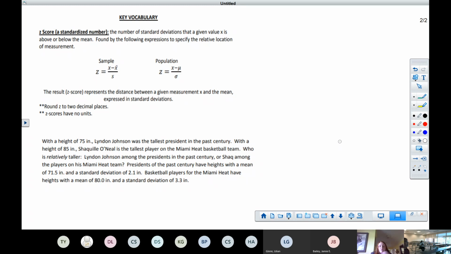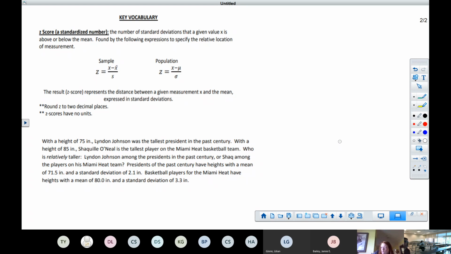Anyway, and of course we know that Shaq is one of the tallest basketball players, but why is Shaq a little fish in a big pond? Because it is a very good advantage to have height as a basketball player. So he's a little fish in a big pond. So we're comparing apples to oranges here. And the way that you do that is that you give them each a z-score. So go ahead and do that.